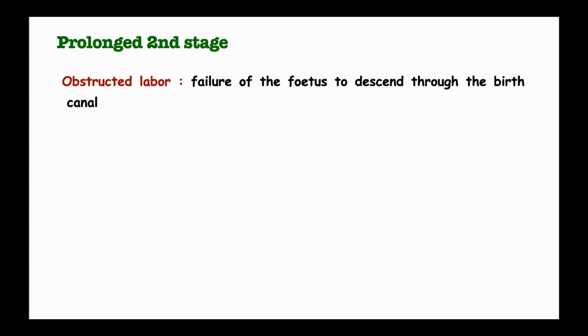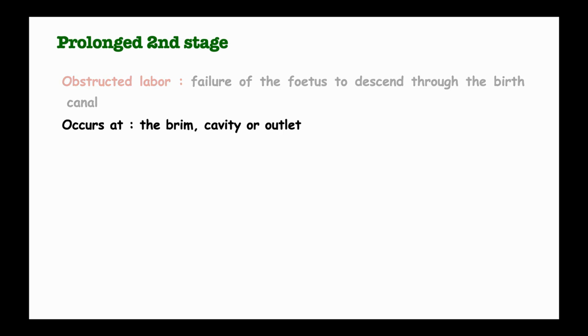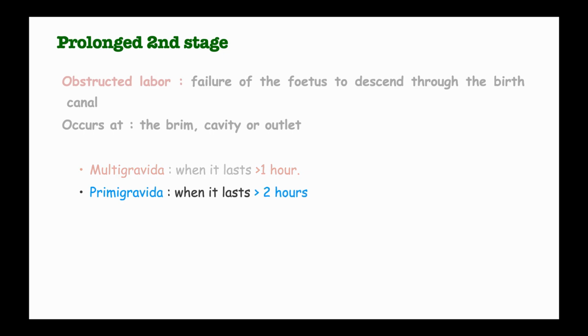Now, with prolonged second stage of labor, we define it by first defining obstructed labor. And so obstructed labor is the failure of the fetus to descend through the birth canal because there is a barrier or an obstruction which is preventing its descent despite strong uterine contractions. And these obstructions usually may occur at the pelvic brim, the cavity, or sometimes at the outlet. And it is prolonged second stage when it lasts for more than 1 hour in the multigravid or the multiparous woman, or more than 2 hours in the primigravid woman or the primiparous woman.